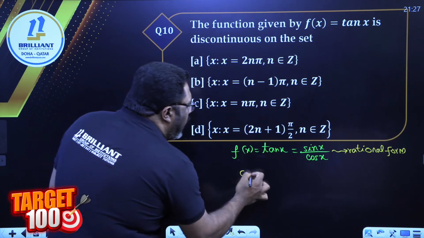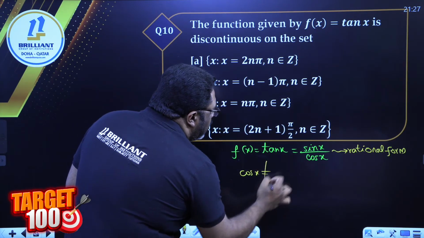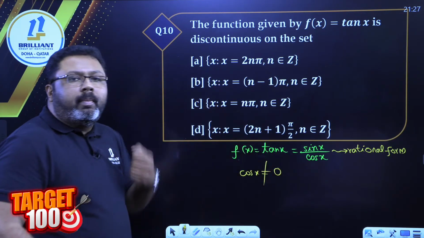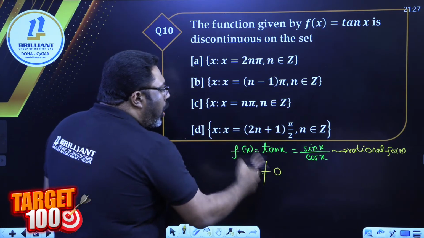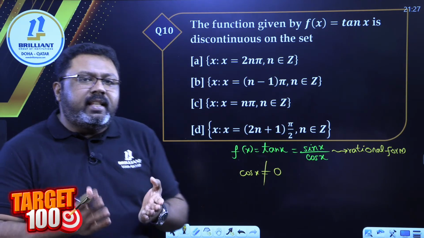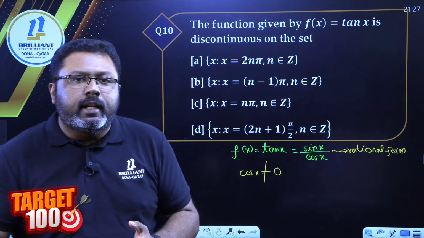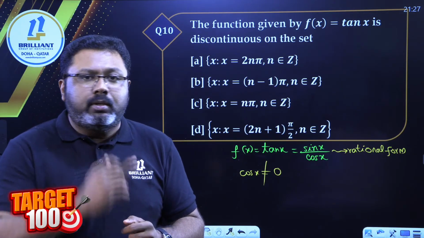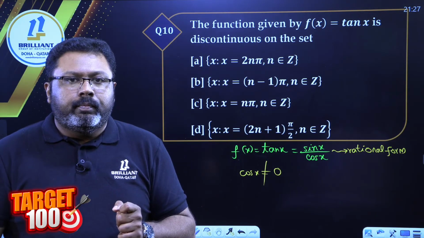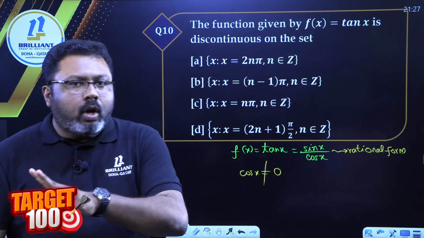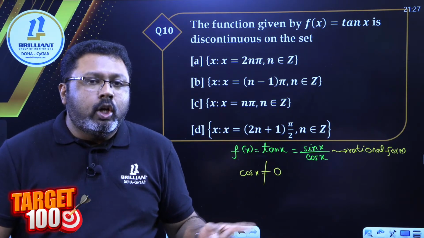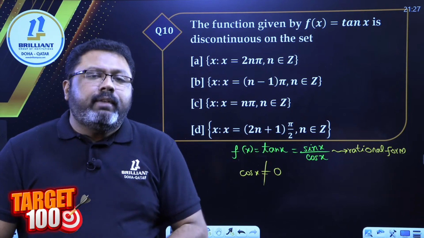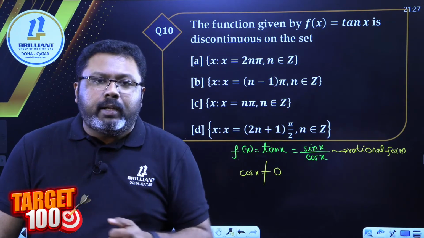What is the value of x which makes my denominator 0? It's cos x, and the most basic value you know about cos x to become 0 is pi by 2. Cos pi by 2. Yes? Not cos 0, not cos pi. Cos pi by 2. And the next value you would say is cos 3 pi by 2.